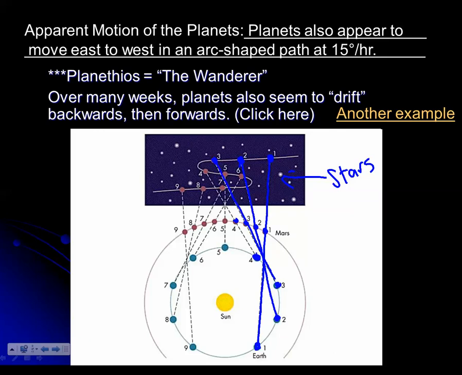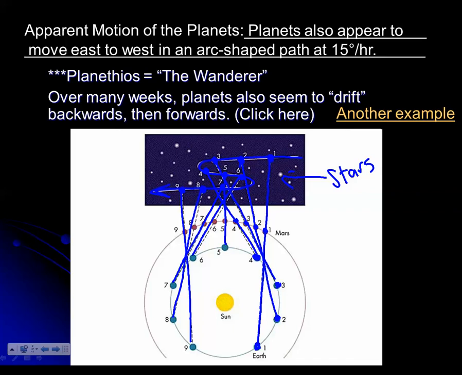But as Earth starts to catch up to Mars, Mars stops going to the left. And at position 5, it's going to the right some more. Position 6, it's moving to the right some more. And then at position 7, Mars appears to move back to the left again. And then 8, it's moving back to the left even more. 9, so on and so forth. So you see this long snaking path of Mars over many weeks through the sky.